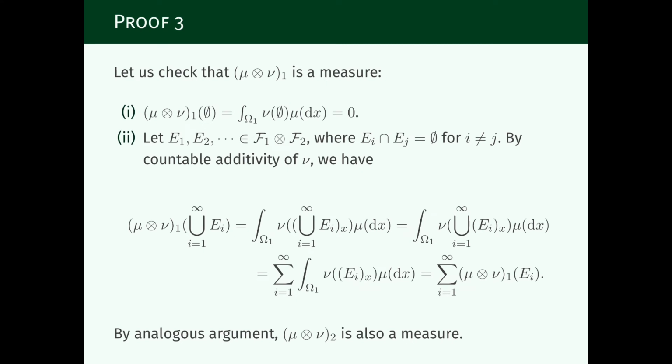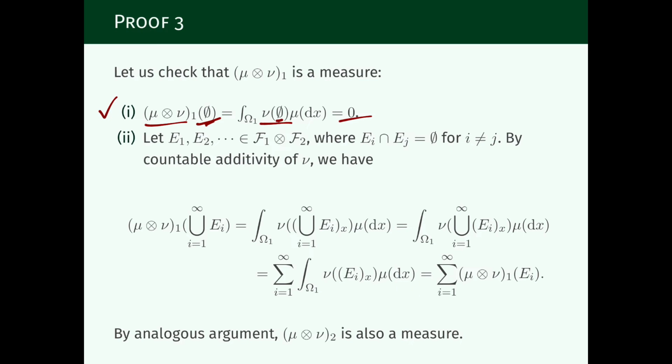To do that, we check three things. First one, the empty set. So what does it mean to integrate the empty set? Well, we take the cross-section. The cross-section of the empty set is empty. So the measure of the empty set is 0. So we're integrating the function which is constant equal to 0. We get 0. Check. This is the first property of a measure.